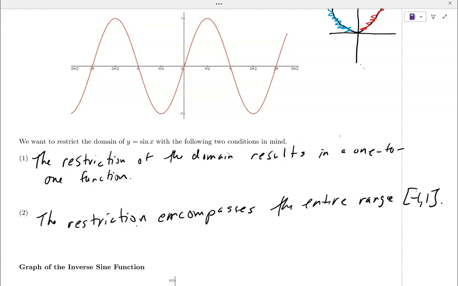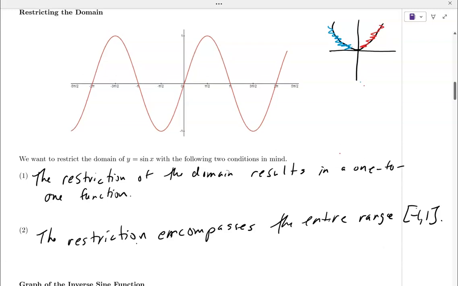So again, this is a choice, okay? We choose to restrict to a particular one. We're going to choose to restrict from negative pi over 2 to pi over 2. It's a choice, okay? We're going to choose that interval.